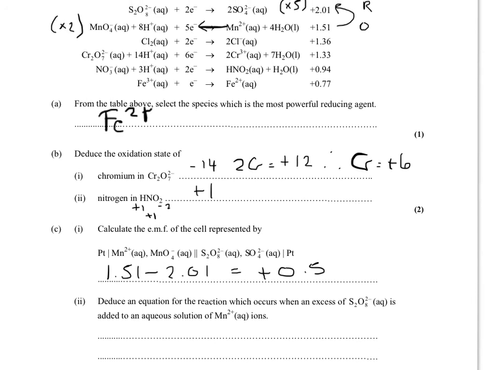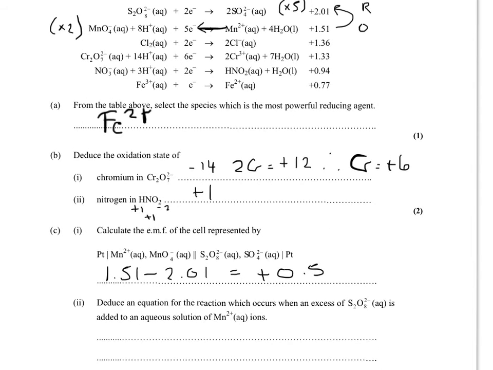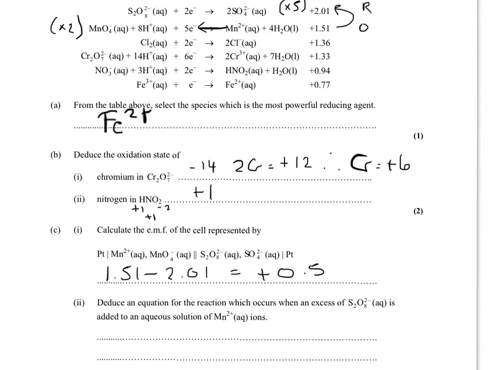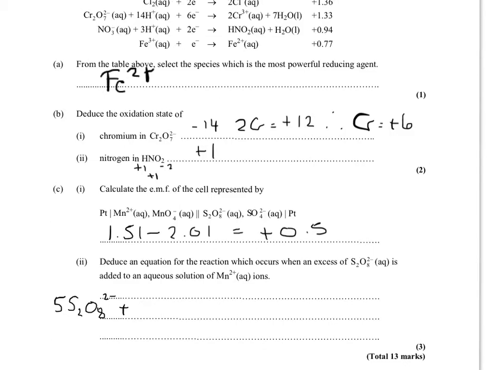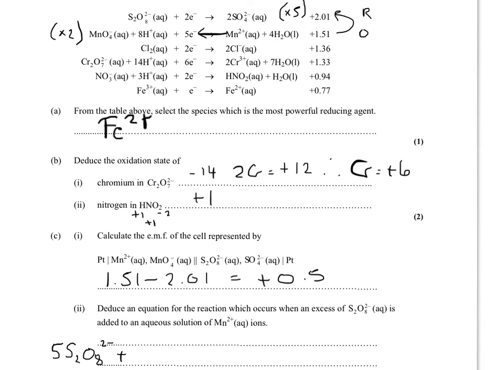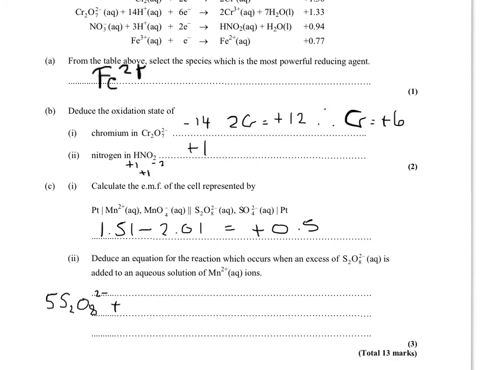So the equation is going to be, if we look at the top equation first, 5S2O8 2- plus, and then look at the bottom one now, it's going to be 2Mn2+, because remember it's going in the opposite direction.